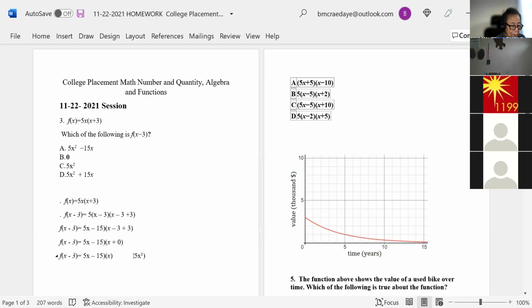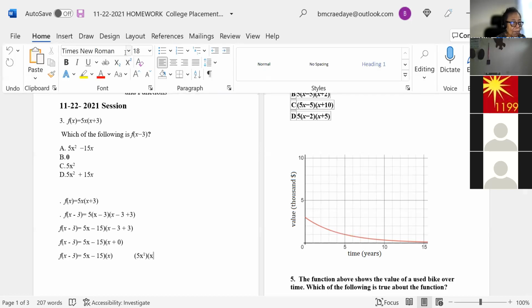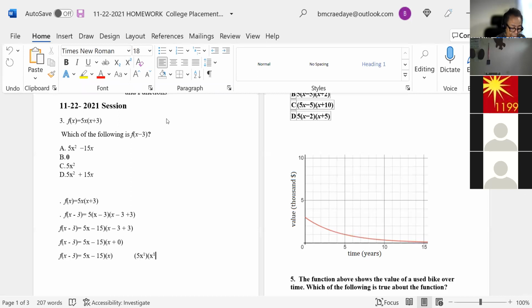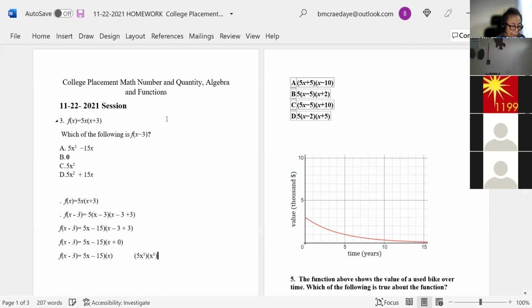When we multiply, we add the power. So 5x to the 1 times x to the 1. Remember, we don't have to put that. I'm putting that for clarification because 1 is the default. So when you don't see an exponent, then the default is 1. So now this is what we have here, right? 5x to the 1 power times x to the 1 power.